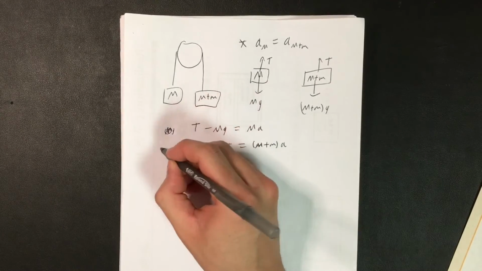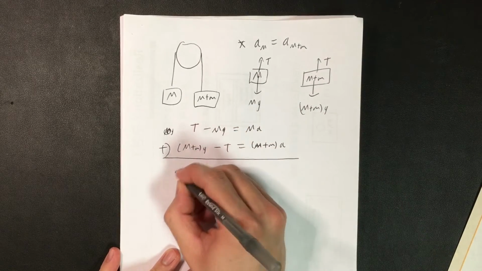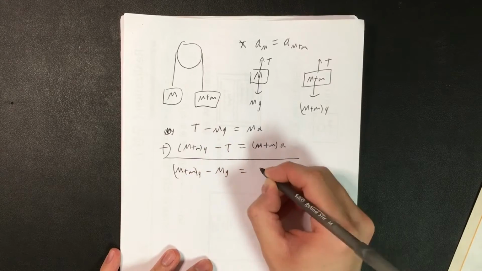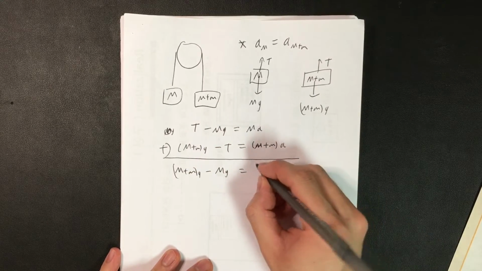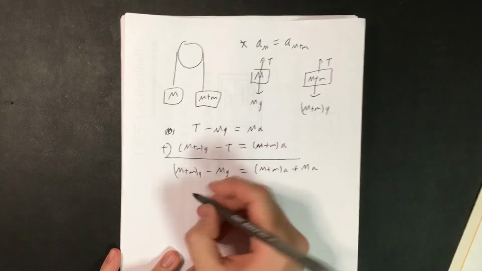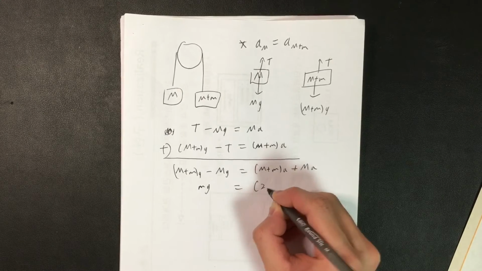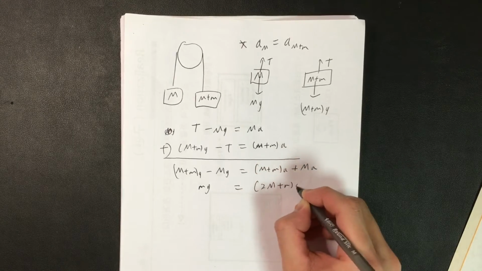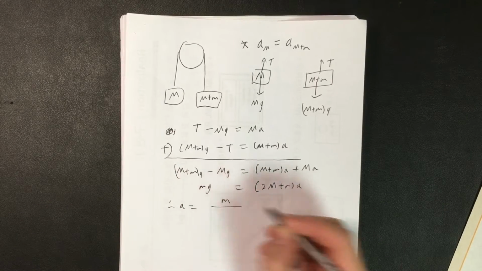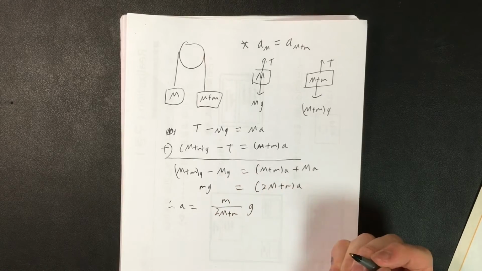And to cancel out the tension, I'm going to add these two expressions, in which I get (M plus m)g minus Mg equals (M plus m)a plus Ma, in which I get mg equals (2M plus m) times acceleration. Therefore, acceleration equals m over (2M plus m) times g.